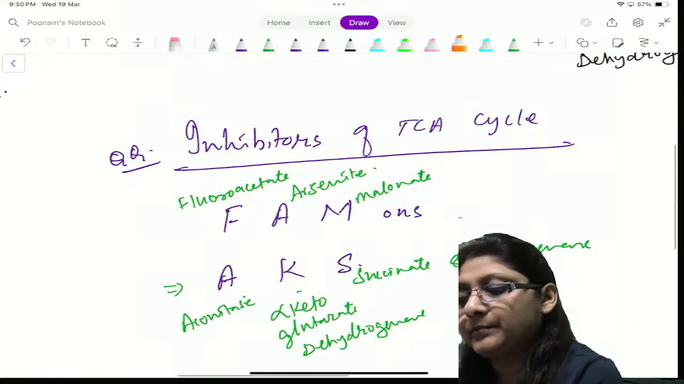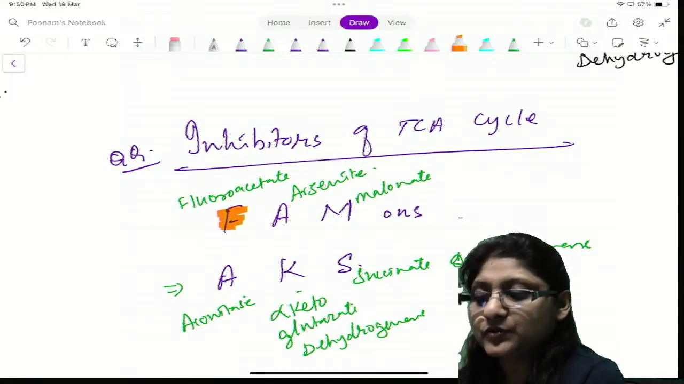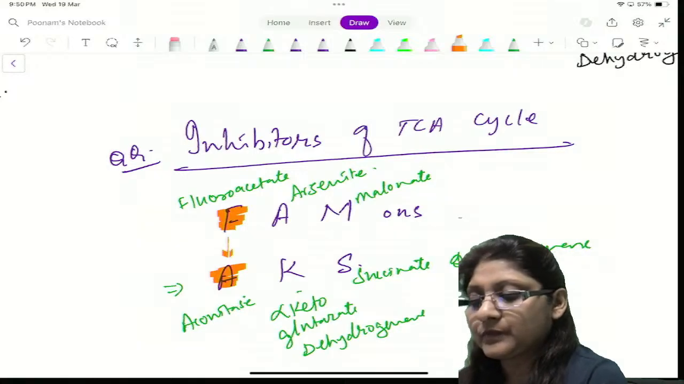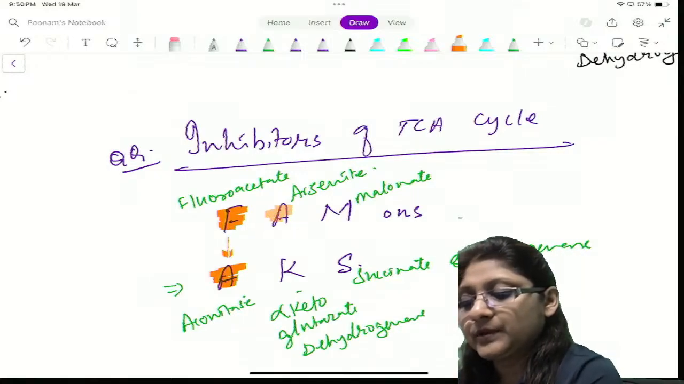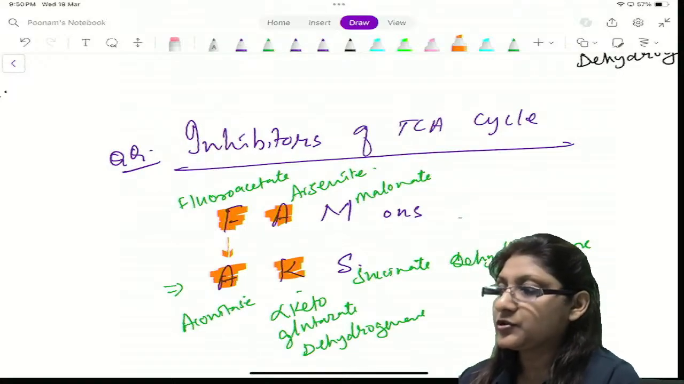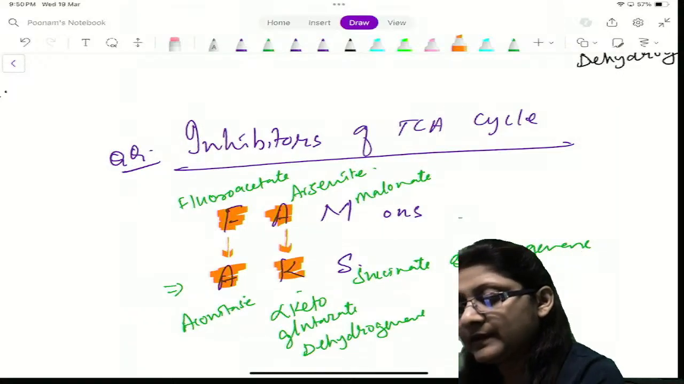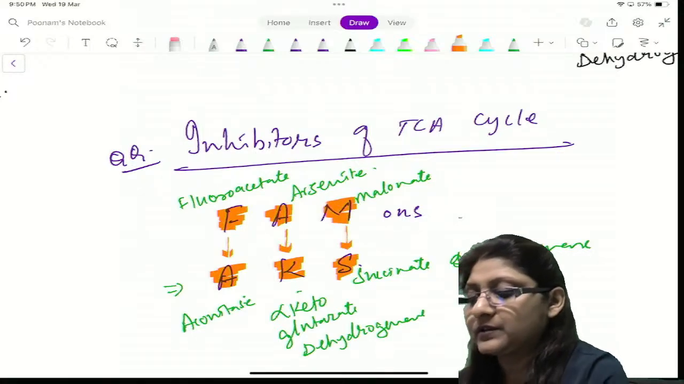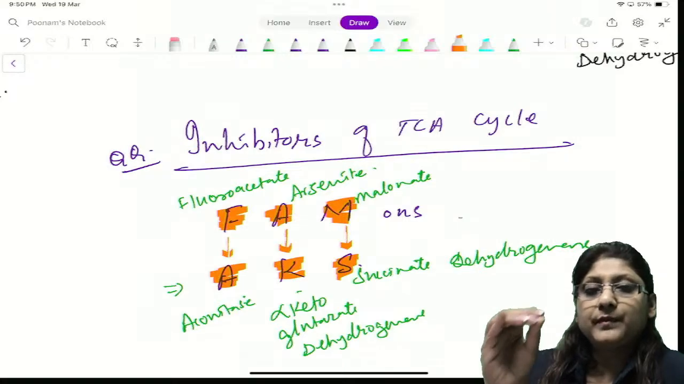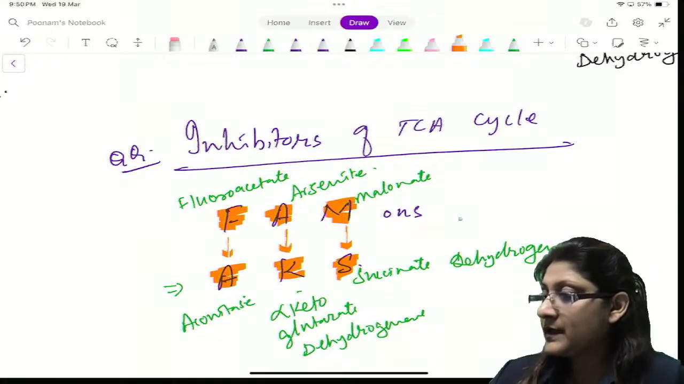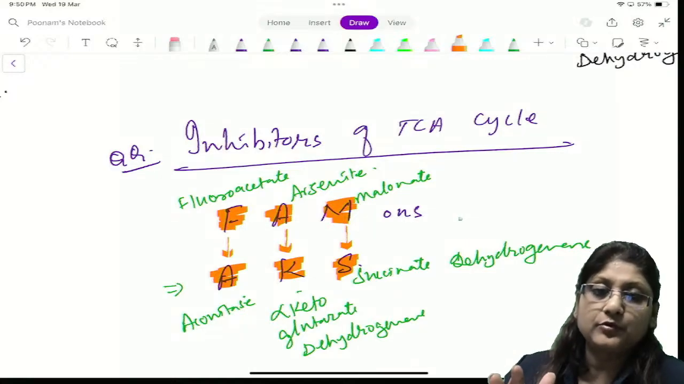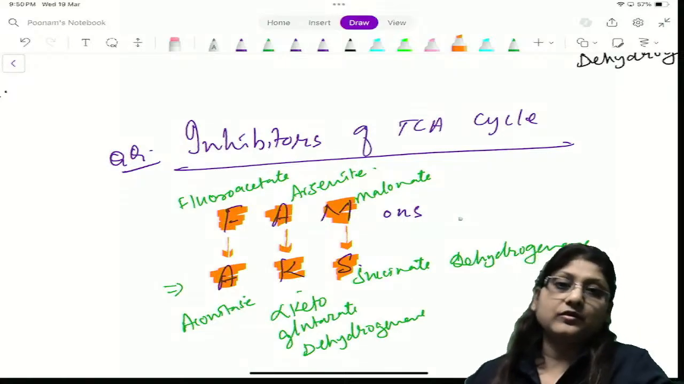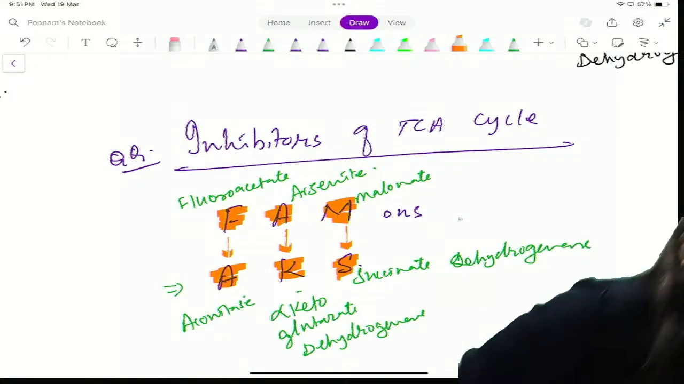So why are we writing it like famous? Because this helps you remember that fluoroacetate is going to inhibit the aconitase enzyme. You can make a small arrow like this here. And arsenite is going to inhibit the alpha ketoglutarate dehydrogenase enzyme. You can make a small arrow like this. Malonate inhibits the succinate dehydrogenase enzyme. You can make a small arrow like this. So this will allow you to remember the names of various inhibitors and their corresponding enzymes where they're going to inhibit the reaction of the TCA cycle. And this is all very important for you, which you must know.